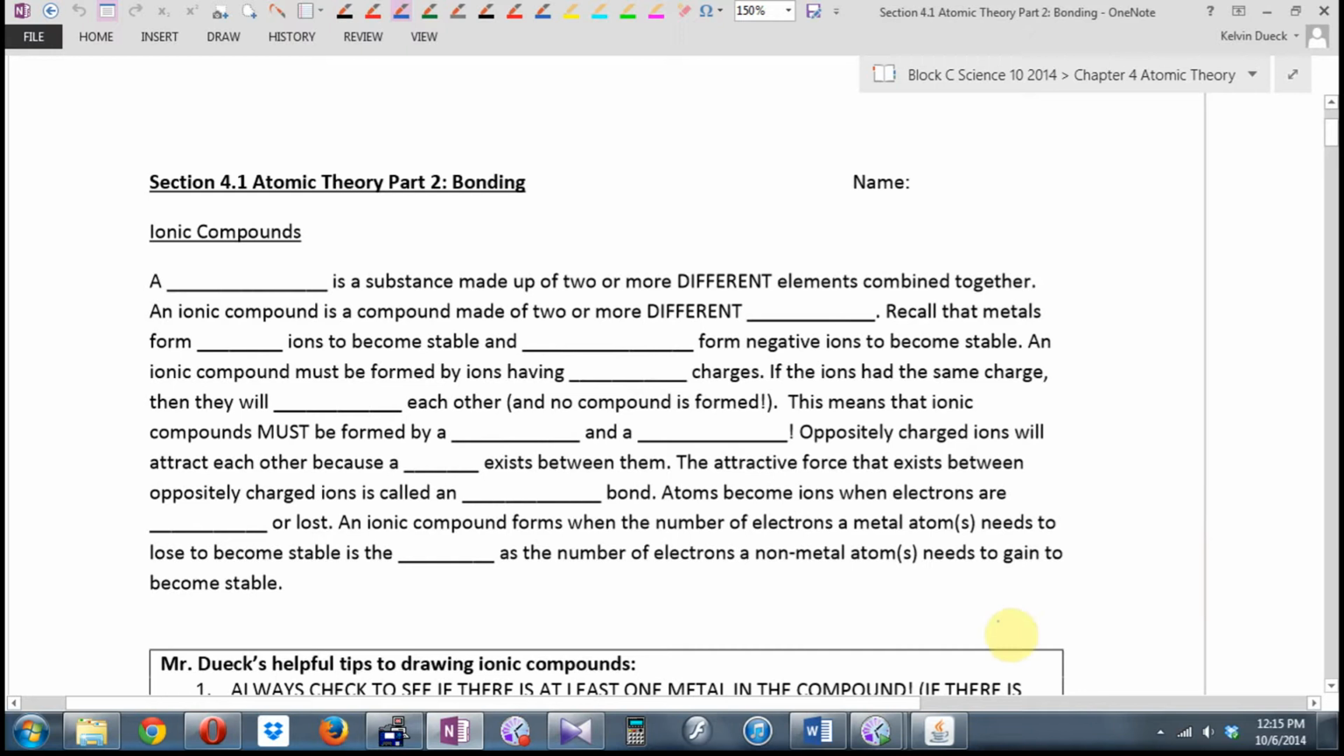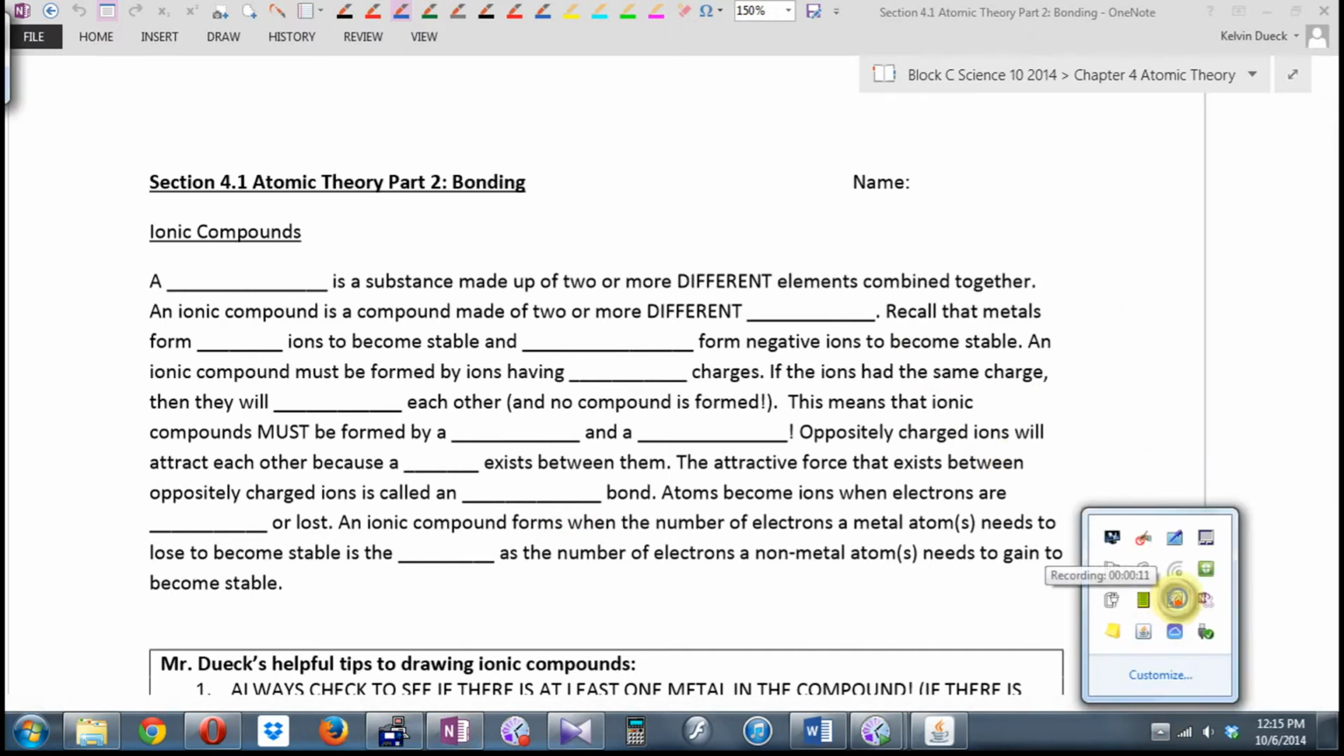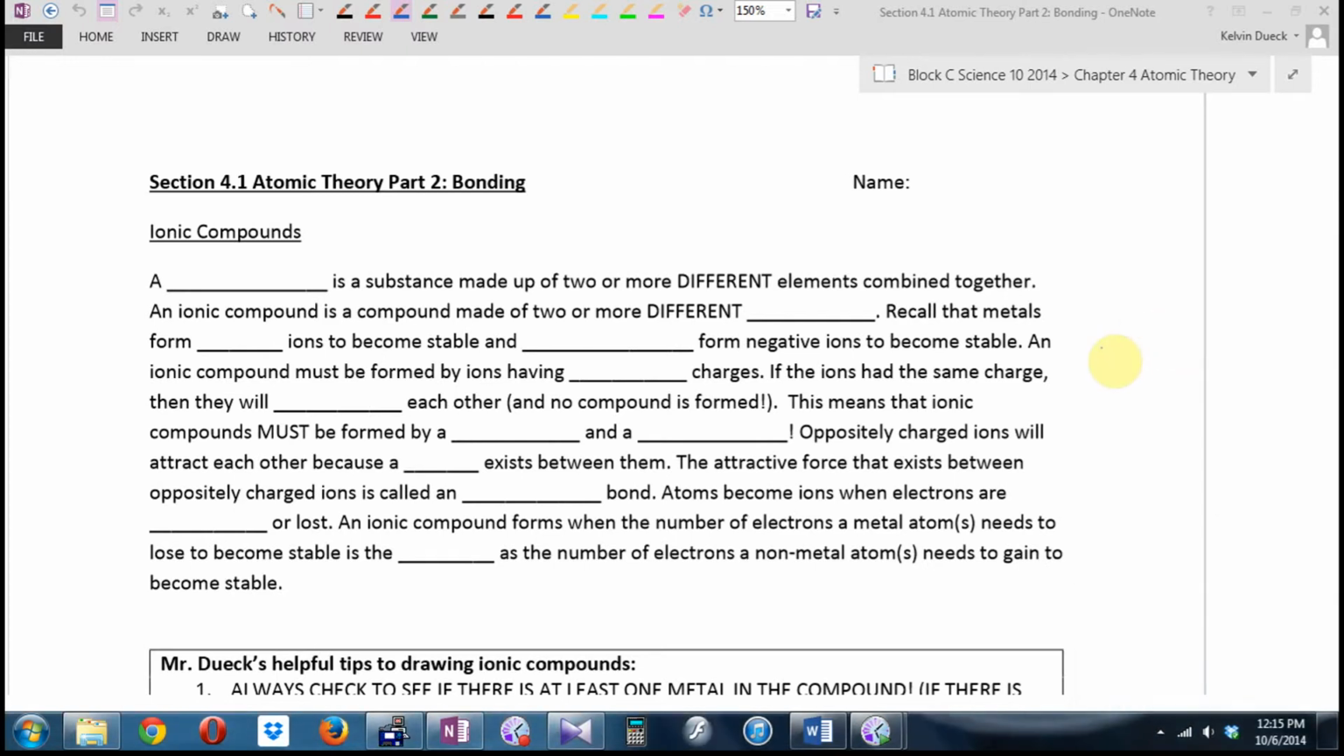Oh, we got to pause. Where's my mouse? There's my mouse. Pause. All right, let's try this again.